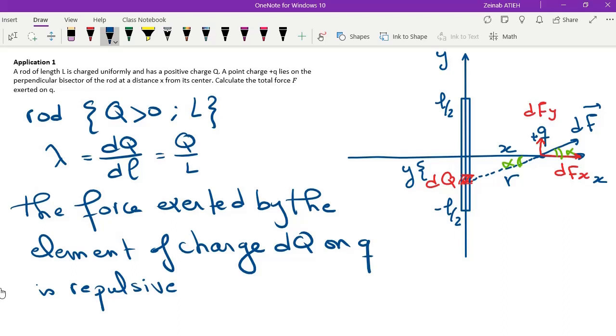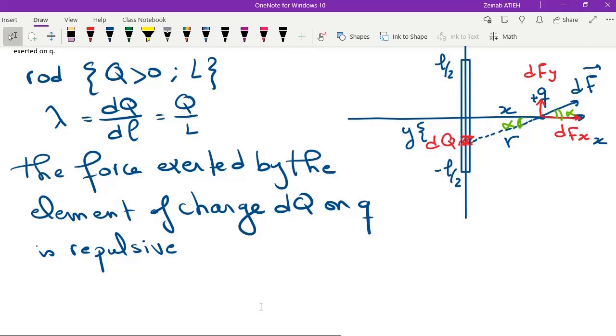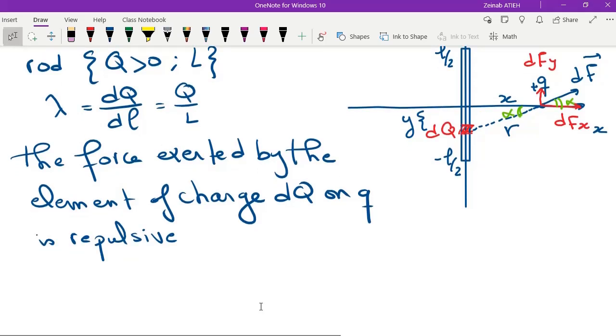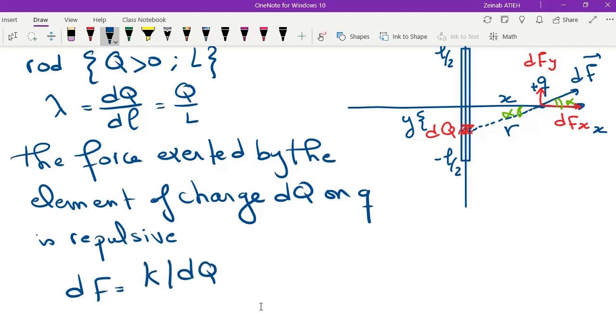I drew df. As usual, I write df as a magnitude, then I try to find df on x and df on y. Now I want to get the total, meaning I want to get Fx and Fy, which are the integrals of dfx and dfy. I will do the same as I have done for a single charge, I will do the same for an elementary charge. Okay, so what will I do? I will say that df in general, the magnitude, is equal to k absolute dq times q over the distance between them, which is r squared. Okay, r is the distance between dq and q.